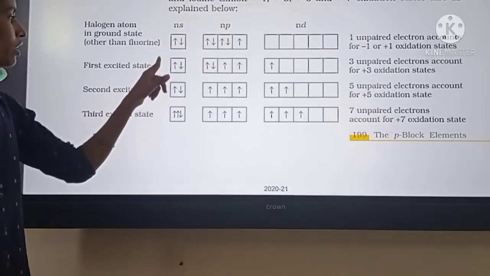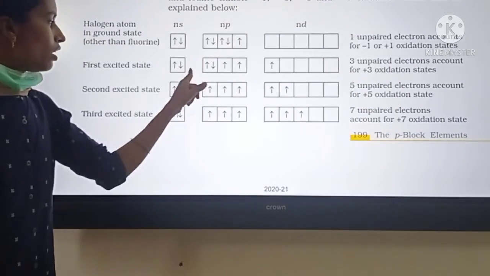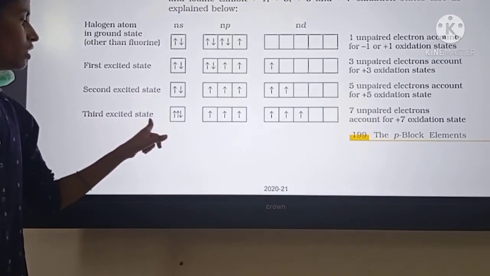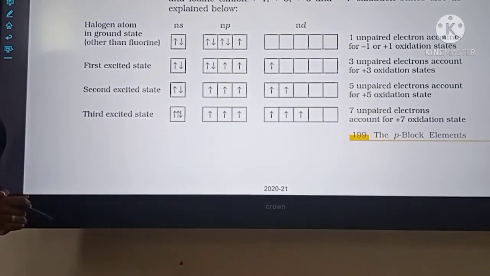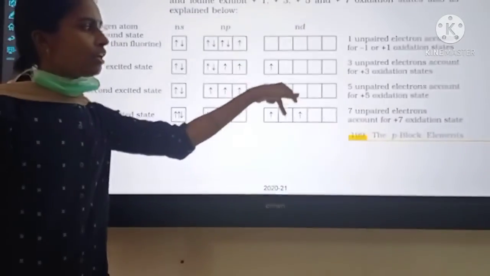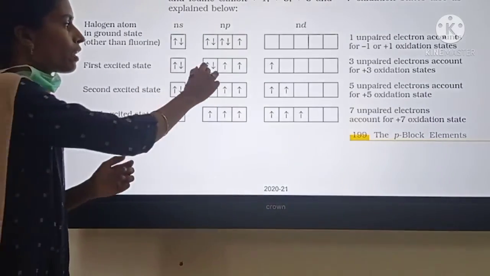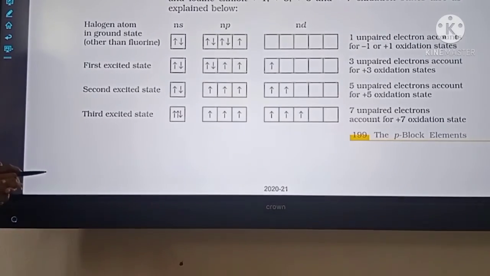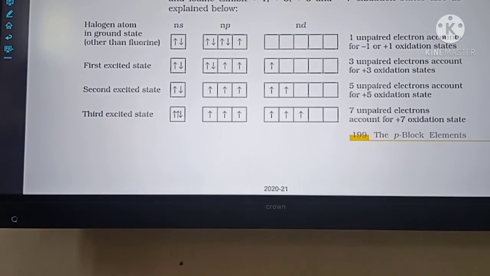in the ground state. In the first excited state, they show +3 oxidation state, in the second excited state, +5, and in the third excited state, +7. Because of empty d orbitals, they show different oxidation states by excitation of electrons, and the maximum oxidation state they can show is +7.